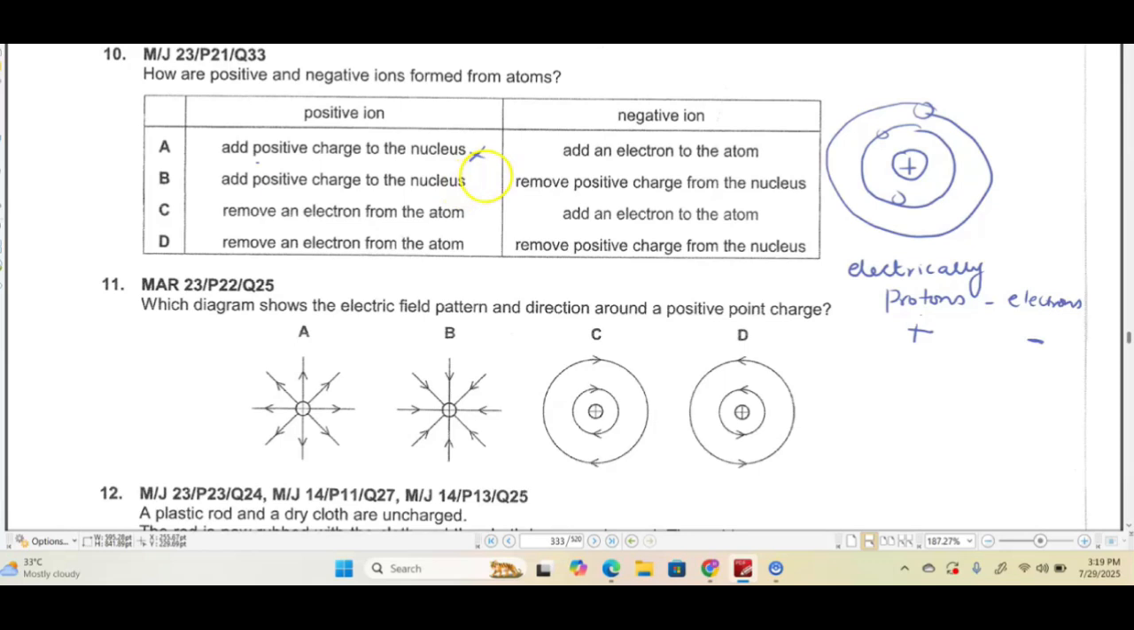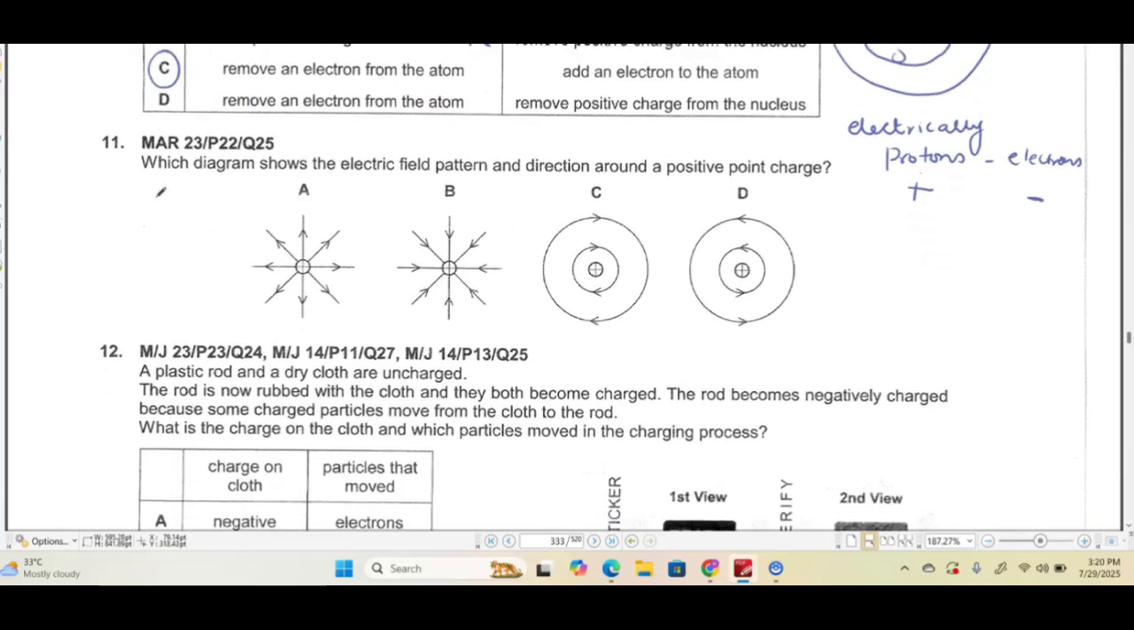Positive ions. No, this is not correct. Remove positive ions from the nucleus. No, negative ions are not formed that way. Remove an electron from the atom, so it is going to become a positive ion, and add an electron to the atom and it is going to become a negative ion. So C is our correct option.